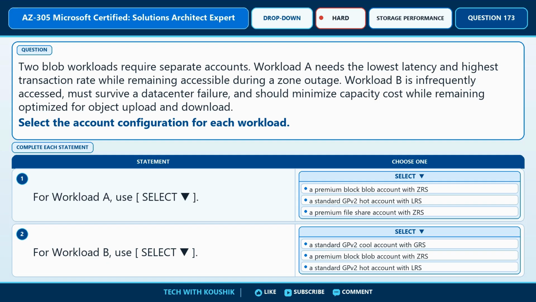Complete each statement by selecting the appropriate value. The first statement reads, for workload A, use the blank. The available choices are a premium block blob account with ZRS, a standard GPv2 hot account with LRS, or a premium file share account with ZRS. The second statement reads, for workload B, use the blank. The available choices are a standard GPv2 cool account with GRS, a premium block blob account with ZRS, or a standard GPv2 hot account with LRS.